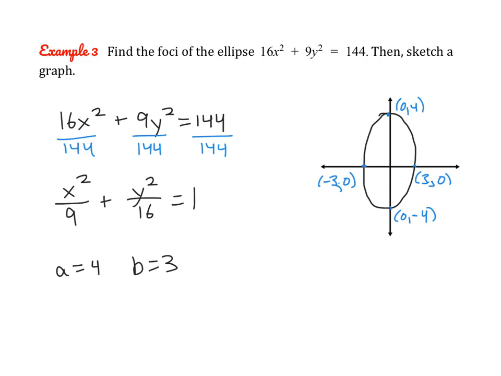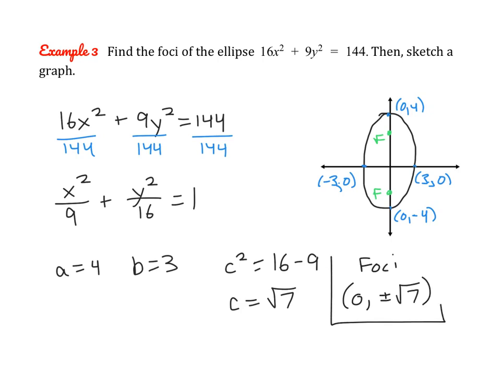And then we need to use our formula to find c. So c squared equals a squared, which is 16, minus b squared, which is 9. So c equals the square root of 7. Again, since it is a vertical ellipse, our foci will be here and here, and the distance from the center to each focus is root 7. So our foci, which is what they're asking us to find, are actually at 0 plus or minus root 7, or of course you could list them both separately.